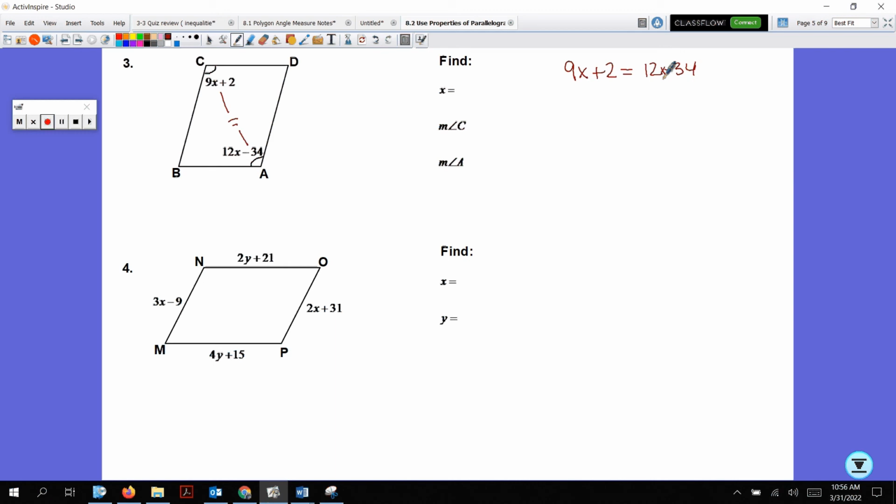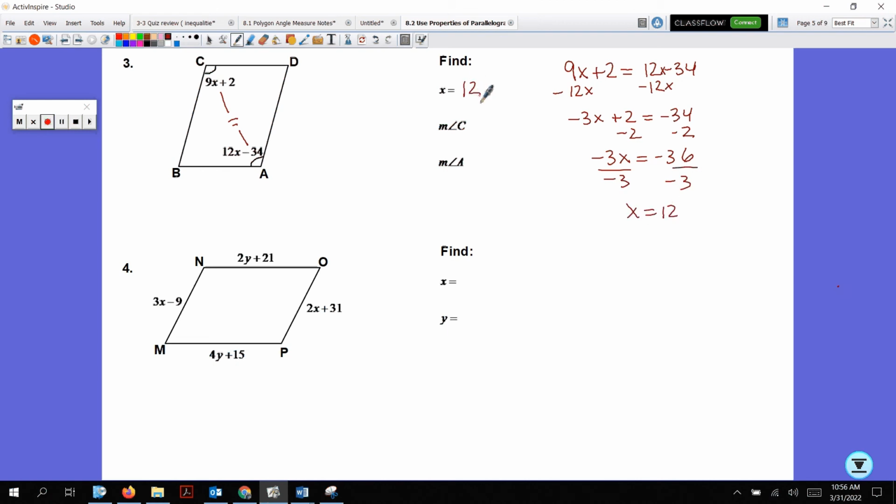All right, so then we just subtract 12x on both sides. It gives me negative 3x plus 2 equals negative 34. Subtract 2, negative 3x equals negative 36. Divide by negative 3, and x equals 12.